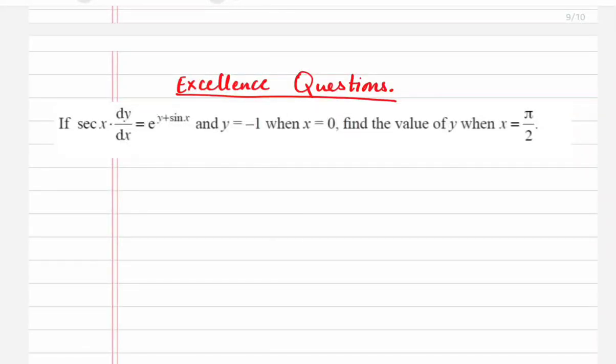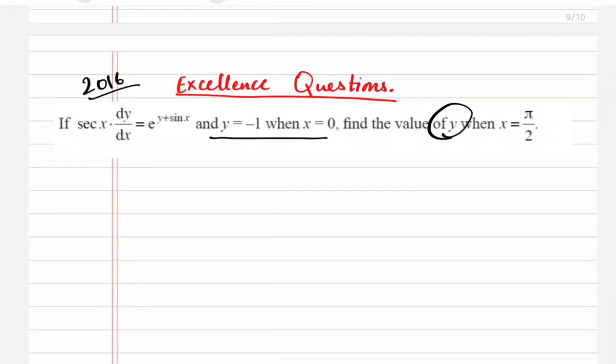Hi guys, let's do this integration excellence question. I think it is from 2016. So if sec x dy over dx is equal to this, and y is equal to -1 when x is 0, find the value of y when x is pi over 2.